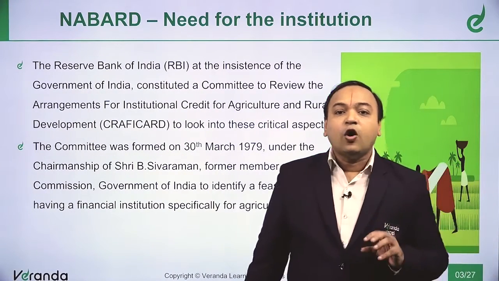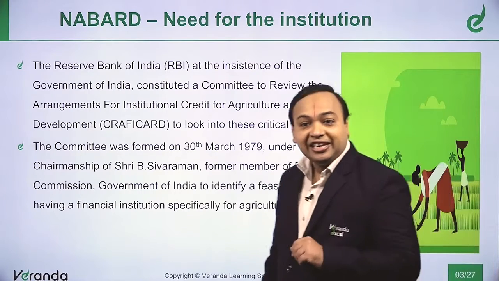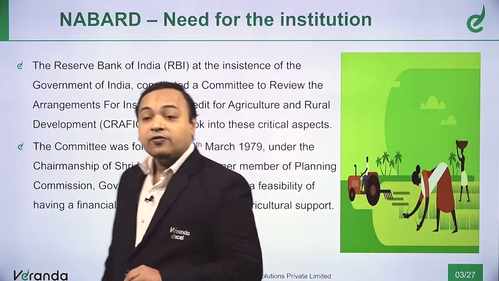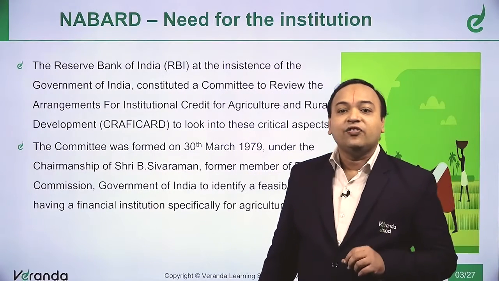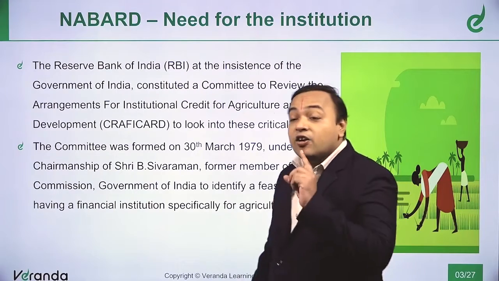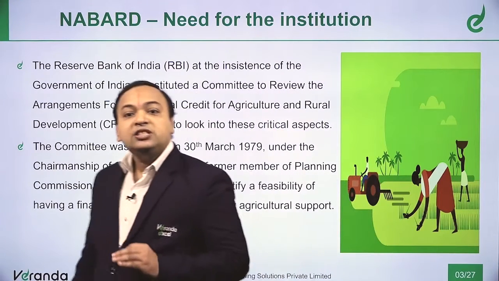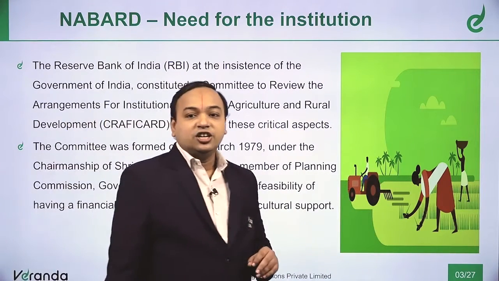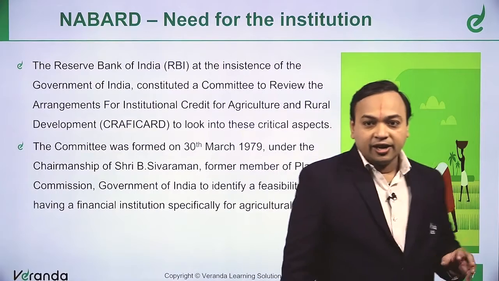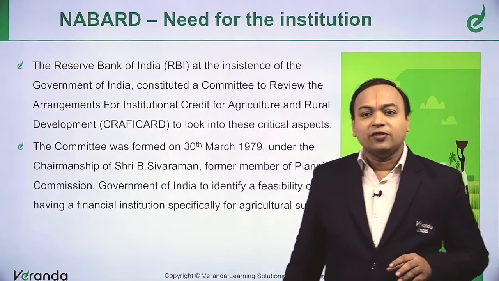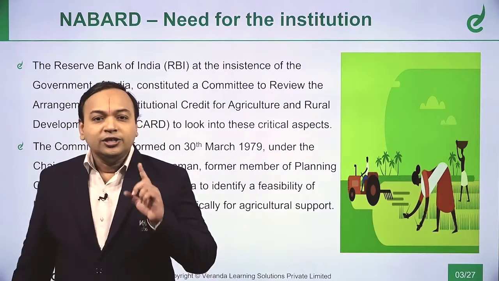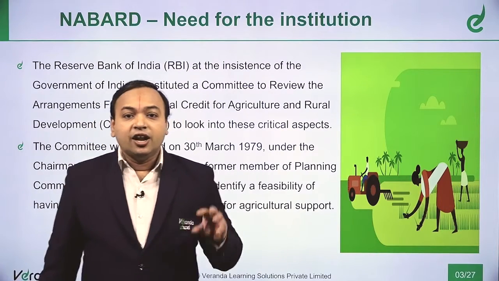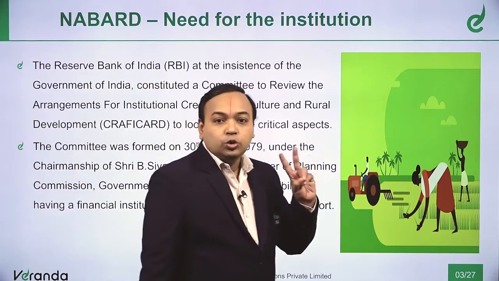This committee was formed on 30th March 1979 under the chairmanship of Sri B. Sivaraman, former member of Planning Commission, Government of India, to identify the feasibility of having a financial institution specifically for agricultural support. So it is now very clear that the focus of this particular financial institution is purely about agricultural credit. Please note that agricultural credit is primarily of two types.